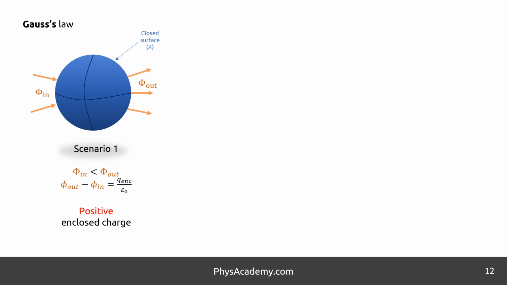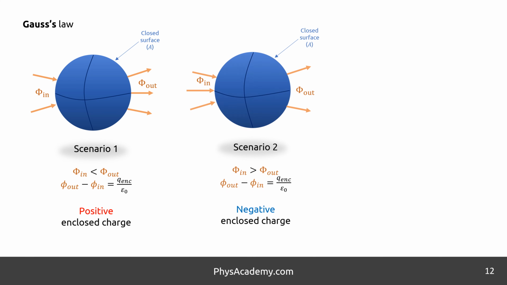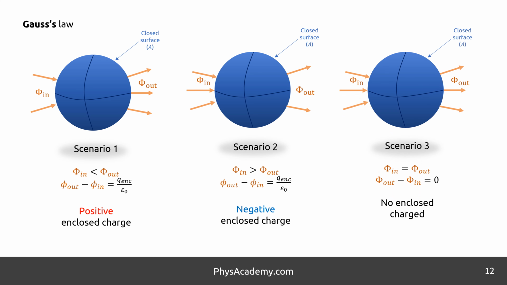Like scenario 1, if flux in is less than flux out, there is a positive charge inside this enclosed 3D surface because a positive charge radiates electric fields, therefore adding some electric field to outward flux. In the second scenario, the flux in is more than the flux out, which means a negative charge is enclosed in this 3D area. Because a negative charge collects electric fields and reduces what is going out of this 3D surface. And if the flux in and out are the same, then no charge is enclosed in this 3D surface.